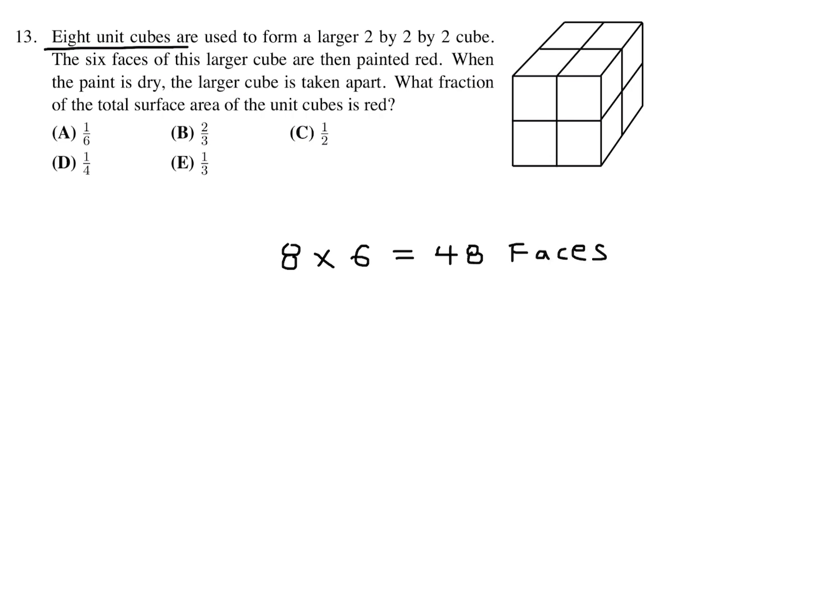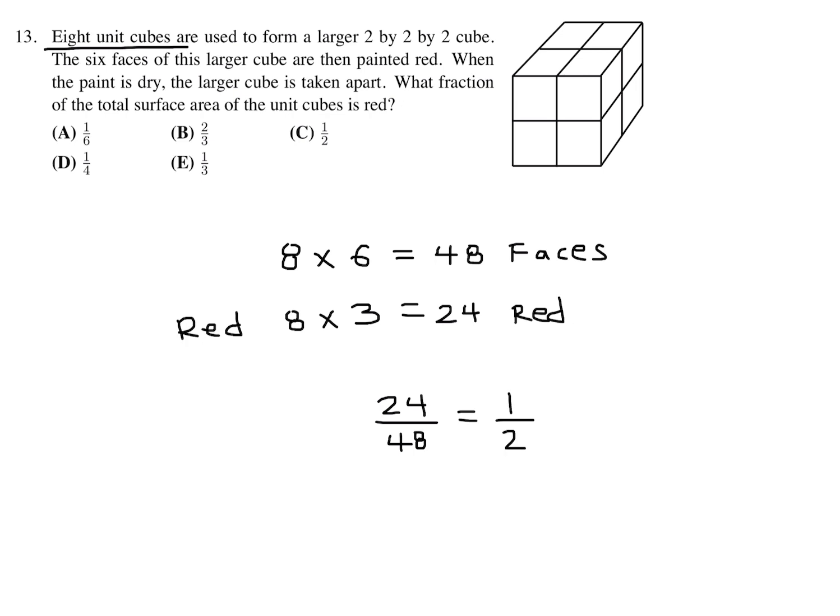Now, when you paint this whole thing red, each unit cube, how many sides will it have red? Well, just take a look at the diagram. Only the sides that you can see will be painted. The inner sides that you can't see will not be painted. So for each of those cubes, 3 sides will be painted. So we got 8 unit cubes. Each one will have 3 sides that are painted red, and therefore a total of 24 will be red. And they want the fraction, so that's 24 over 48, which is, in lowest terms, 1/2. So number 13, the answer is C.